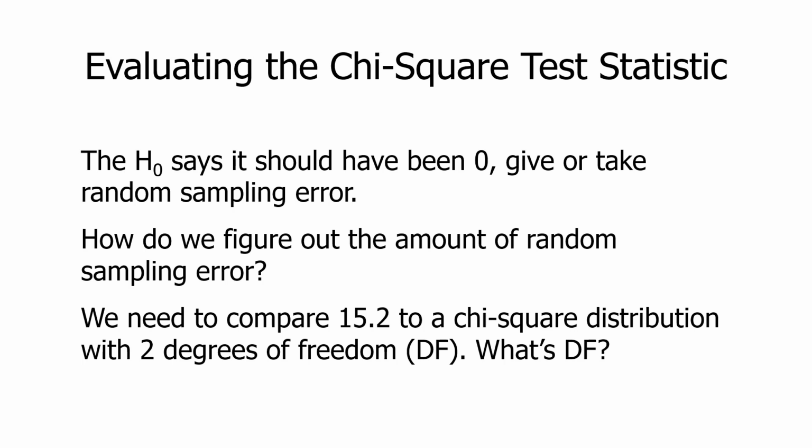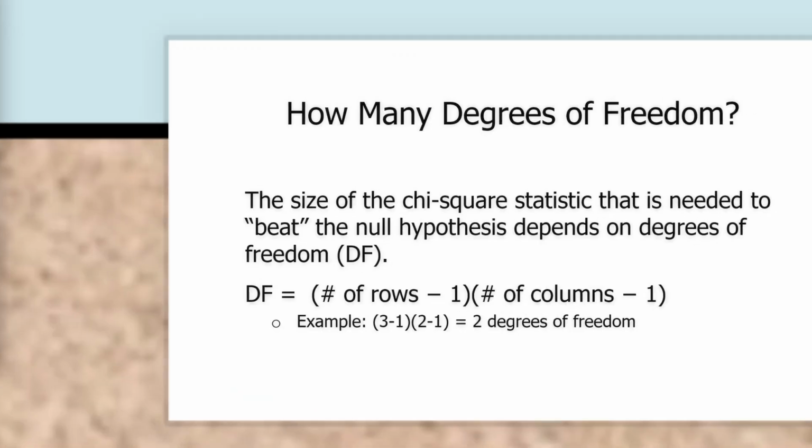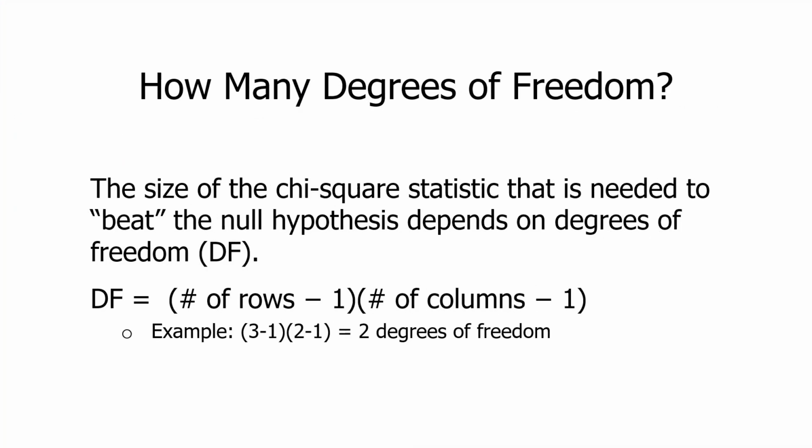The more rows and columns that a table has, the greater the degrees of freedom, and the calculated value of chi-square that you need to beat the null hypothesis is higher. Degrees of freedom for any table is equal to the number of rows minus 1 times the number of columns minus 1. So in our example, we have 3 rows, 3 minus 1 is 2. We have 2 columns, 2 minus 1 is 1, which yields 2 degrees of freedom.